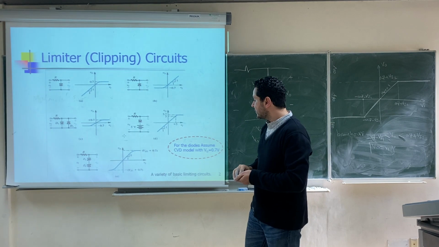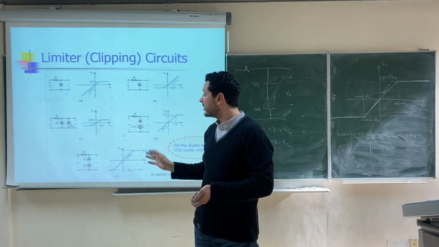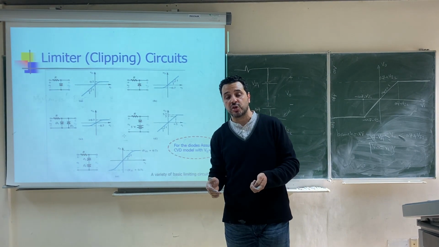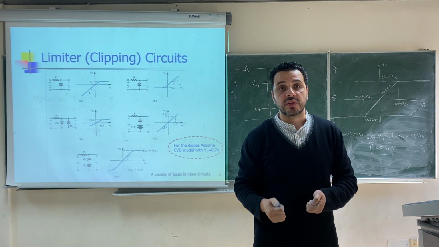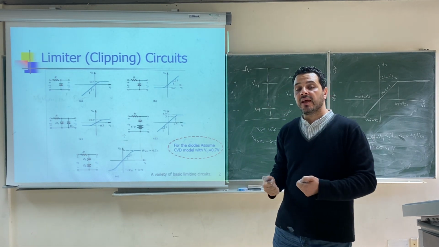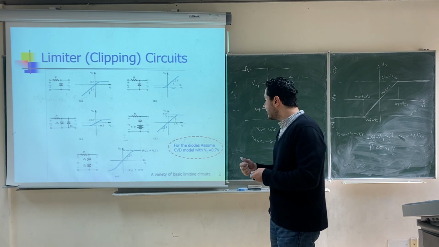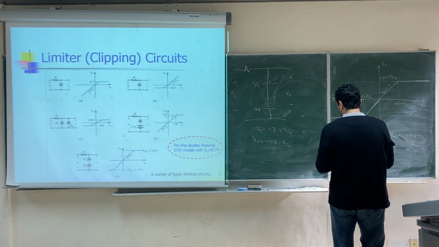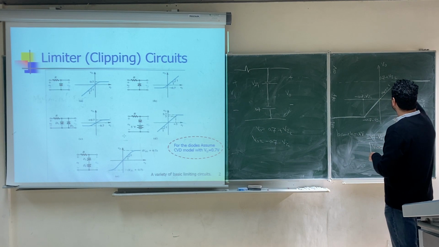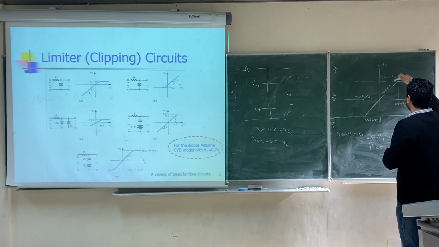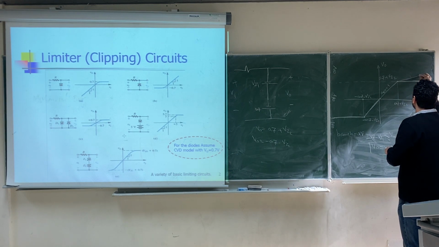We'll stop here in this video. Of course, we solved many problems now with the constant voltage drop model. I urge you to try to use the piecewise linear model. In this case, you will find that for all the problems, instead of clipping the output exactly at a certain value, the output will have a slope.